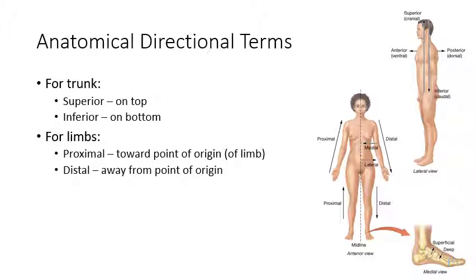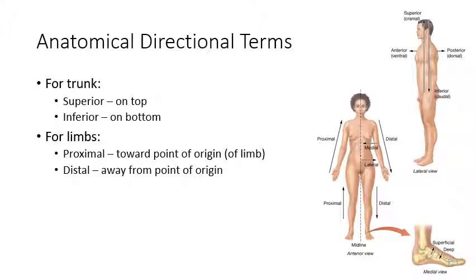There's also a couple more sets of terms that do not apply to the whole body, but only to part of the body. So for the trunk, we have superior and inferior. For the limbs, we have proximal and distal. For the torso and the head, that's where you would use the term superior or inferior. Superior means something that's on top. Inferior means on the bottom or further down towards the ground.